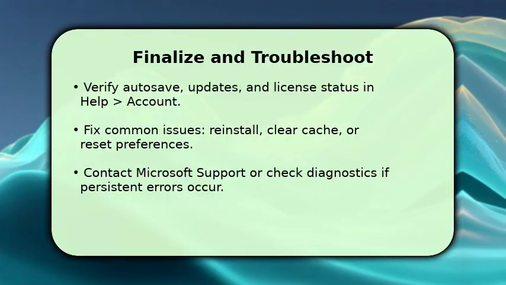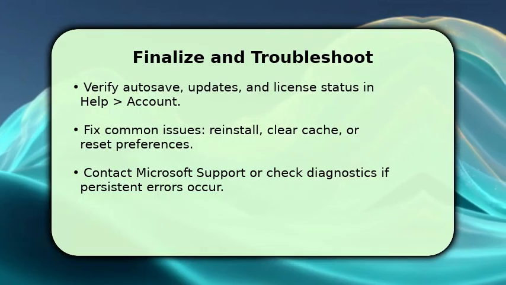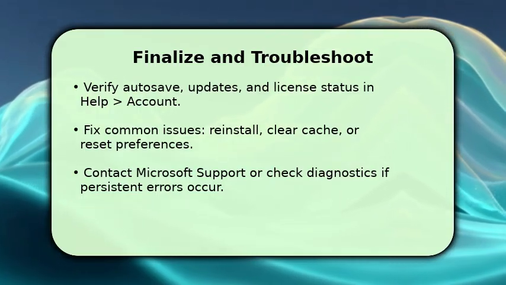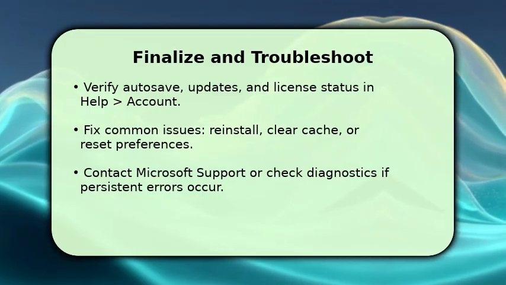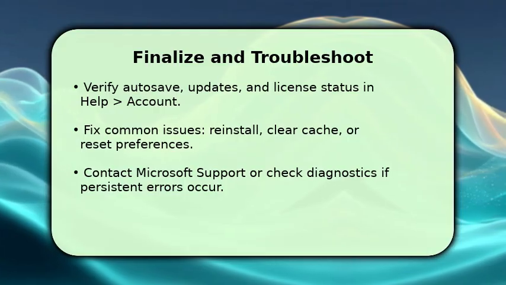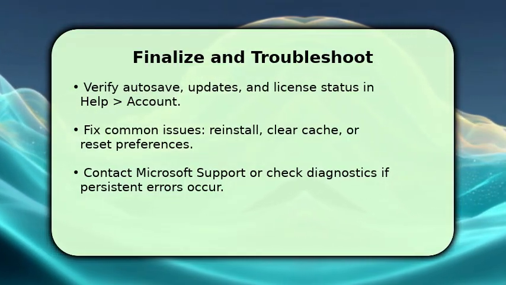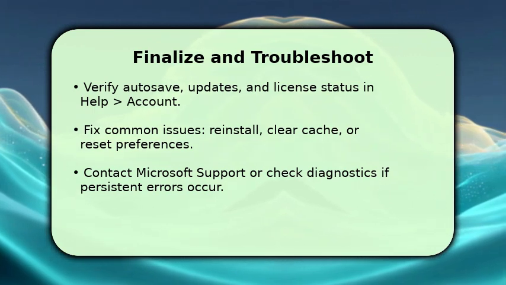If something goes wrong, try simple fixes. Quit Office, reinstall the affected app, or reset preferences by removing the preferences list. If syncing fails, pause and resume OneDrive or clear its cache. When issues persist, run the Microsoft Support Diagnostics or contact support with your account info and error messages.